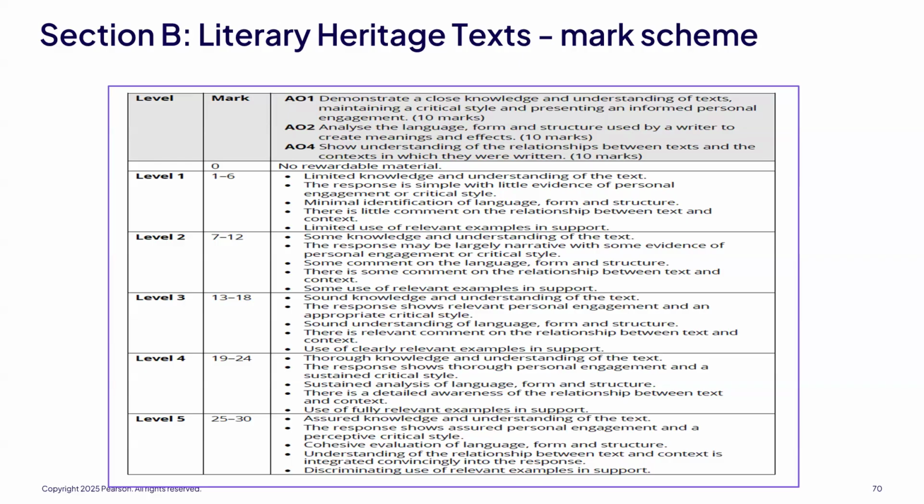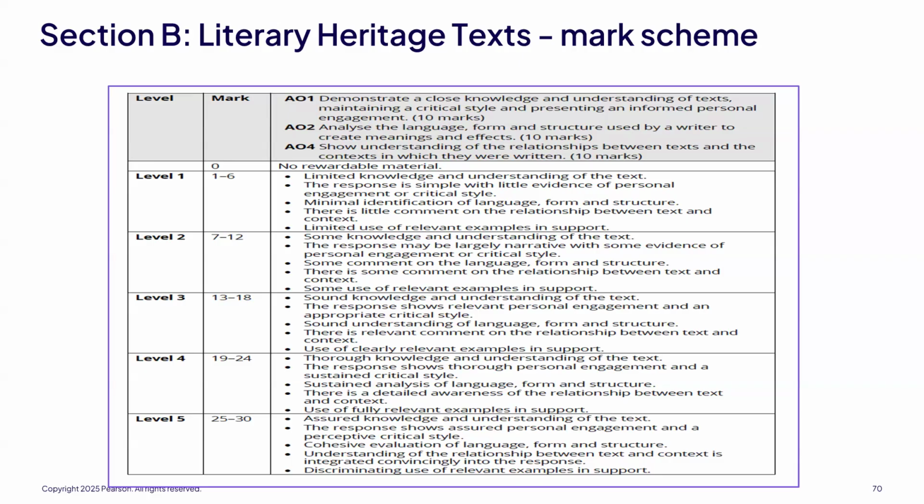The first bullet point is knowledge and understanding. The second bullet point is the personal engagement and the critical style. The third bullet point is relating to the context, and the fourth bullet point is referring to the examples. So again, we've looked at them all before, but the mark tariffs, the number of marks available in each of the levels and so on, is different to paper one.